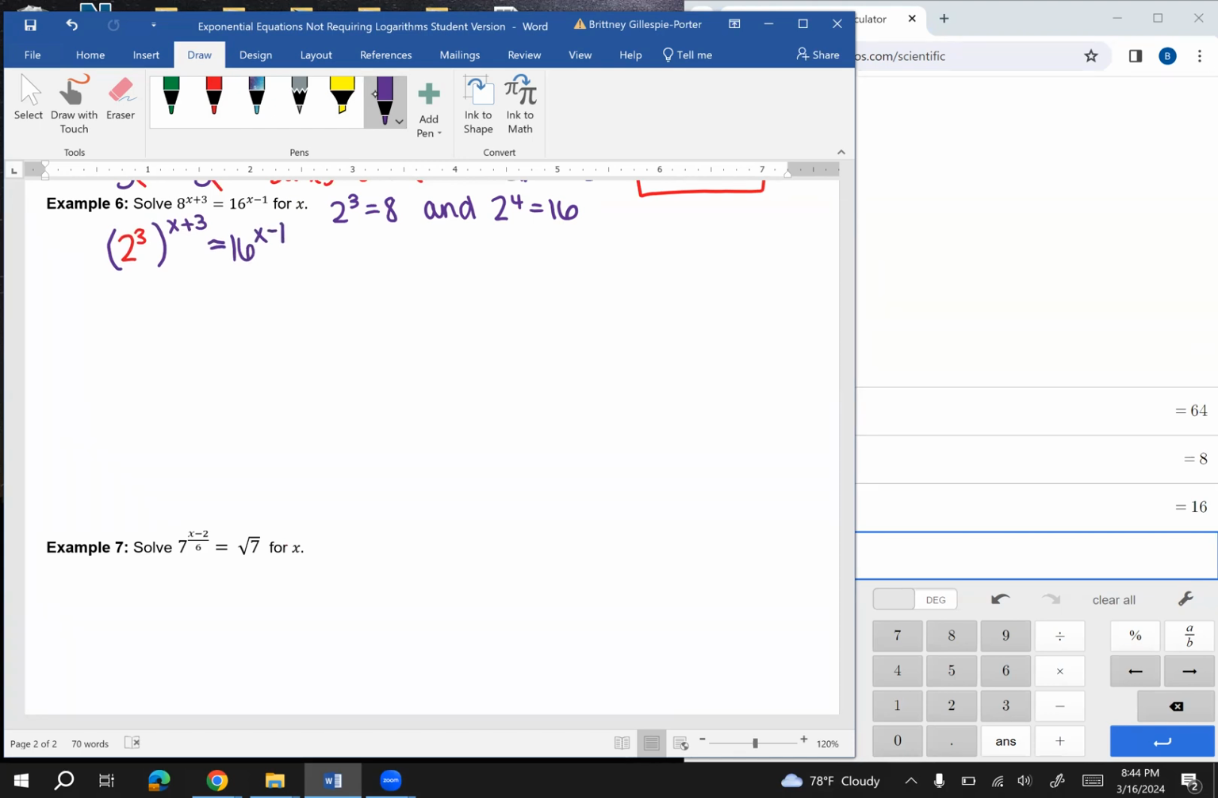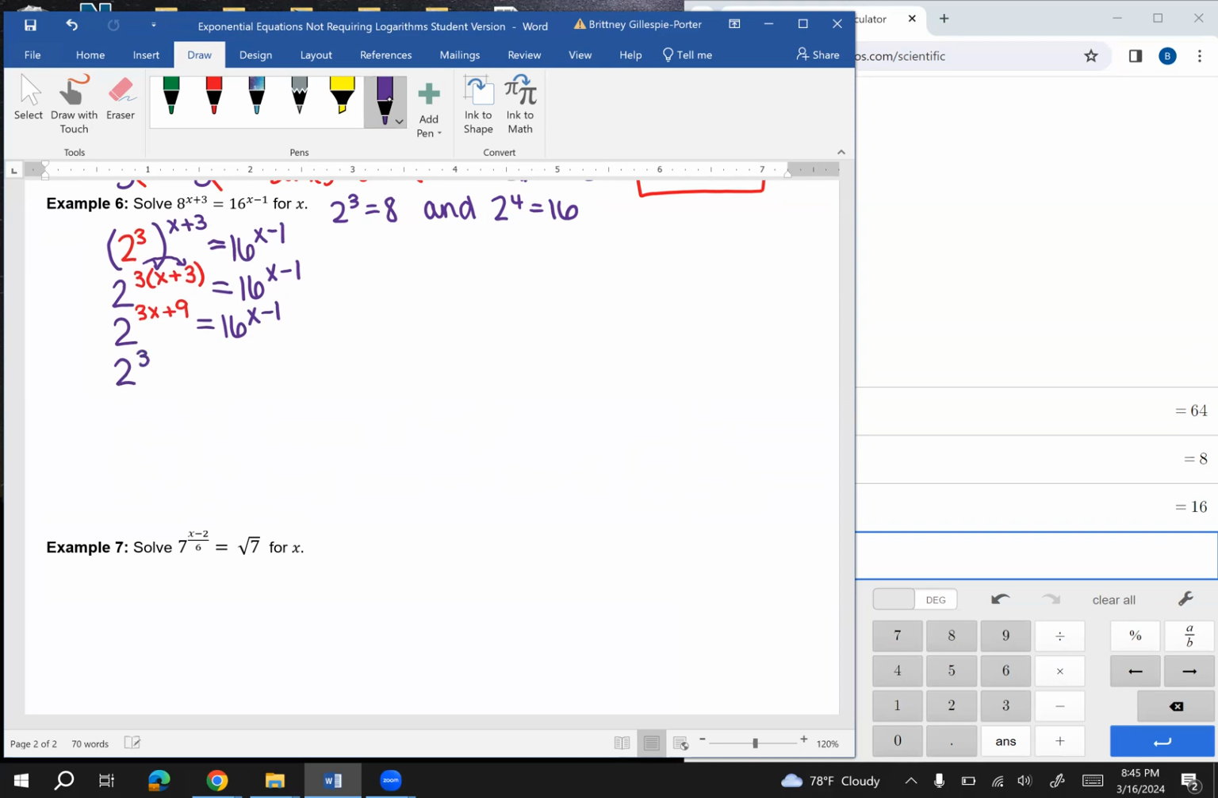And that's because 2 to the third equals 8. For our exponent, remember, if we have an exponent raised to another exponent, that means we're going to multiply them. Okay, so we have 3 times x plus 3 to distribute all the way through, which gets us 2 to the 3x plus 9 equal to 16 to the x minus 1, because we had to distribute that 3 all the way through the exponent. Okay.